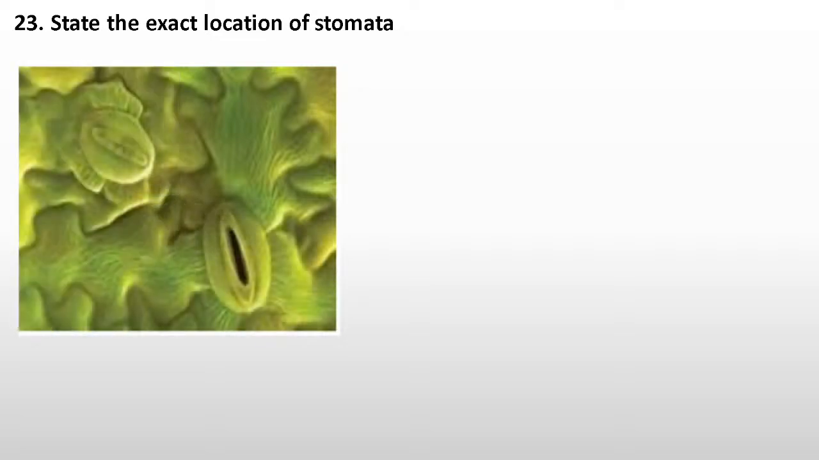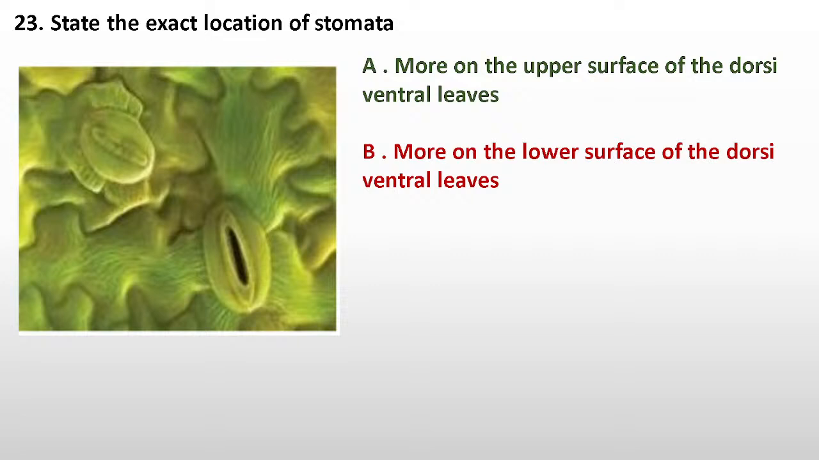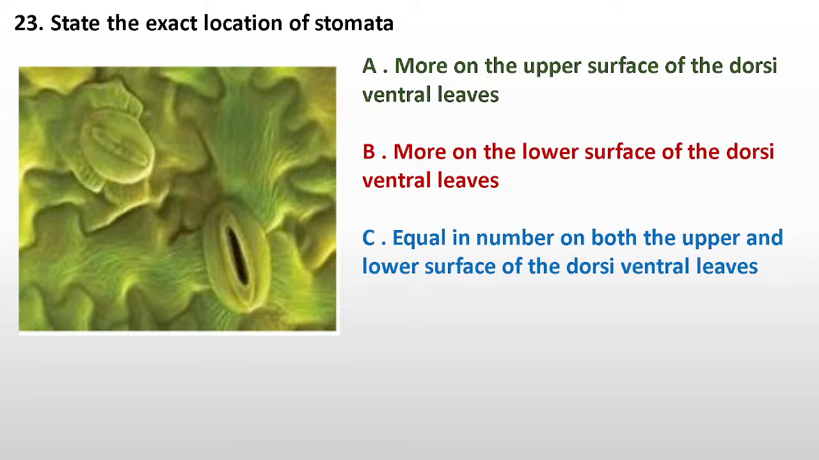Going to the next question, number 23. State the exact location of stomata. So this is again an image given for your reference. A. More on the upper surface of the dorsiventral leaves. B. More on the lower surface of the dorsiventral leaves. C. Equal in number on both the upper and lower surface of the dorsiventral leaves. D. None of the above.